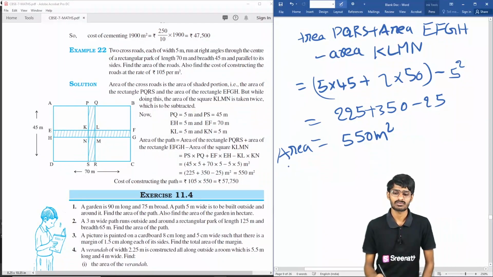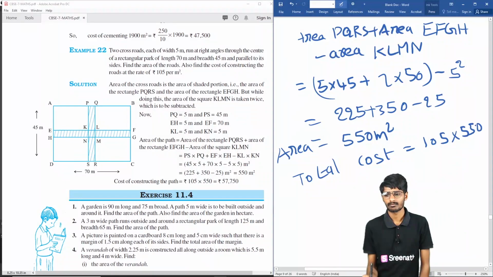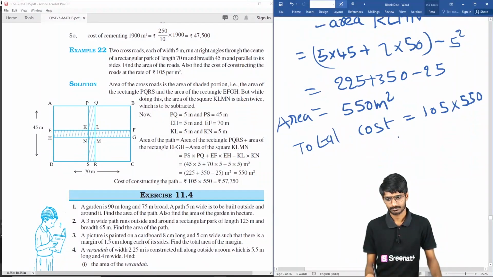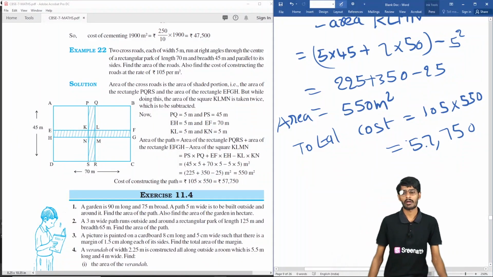And what is the cost for it? For 1 meter square it is 105. Then the total cost is 105 into 550. It is 57,750 rupees, approximately 60,000, students.